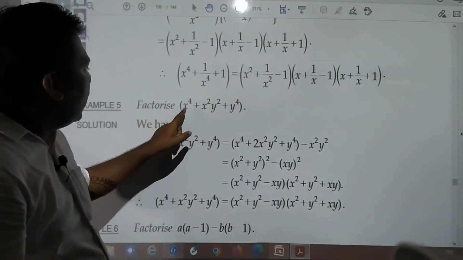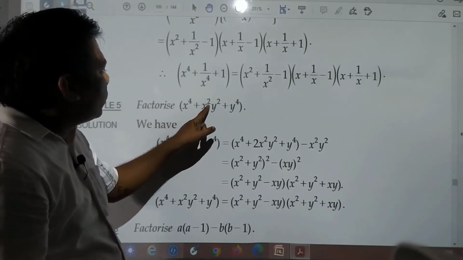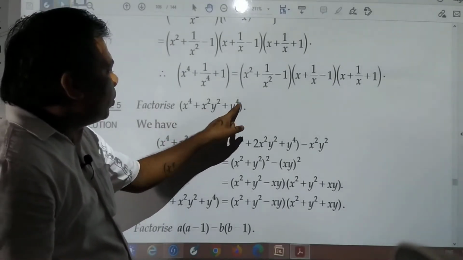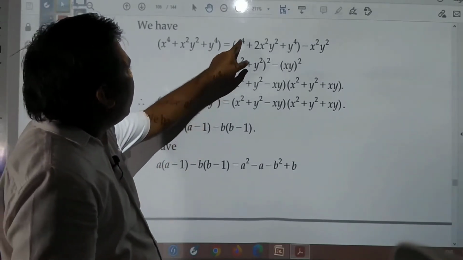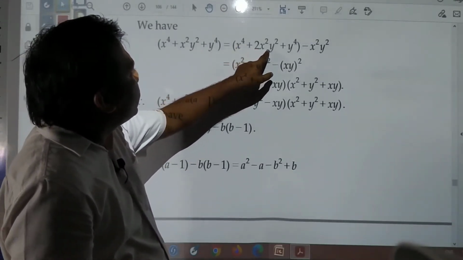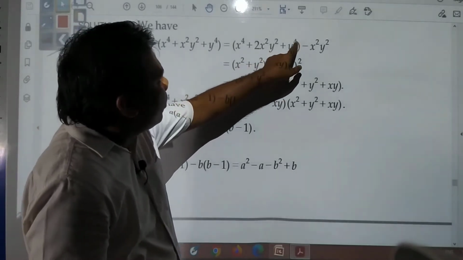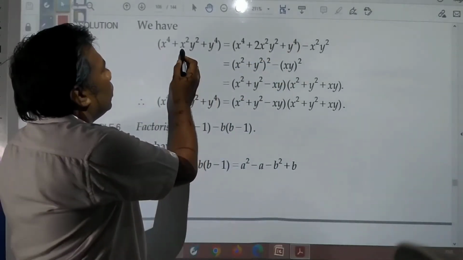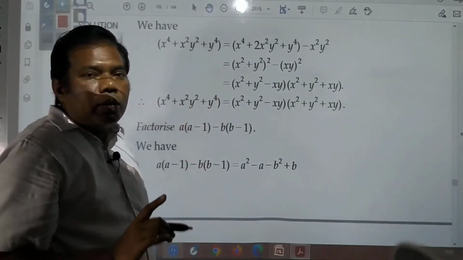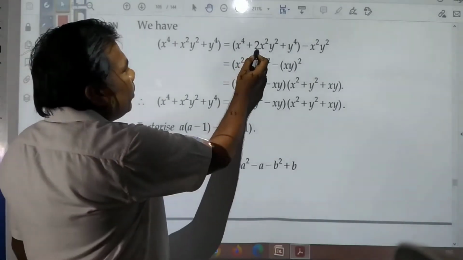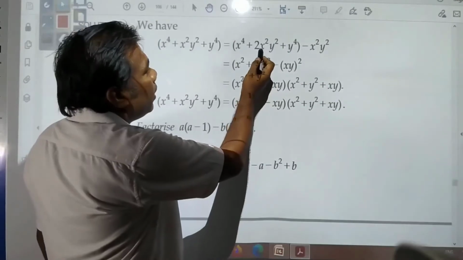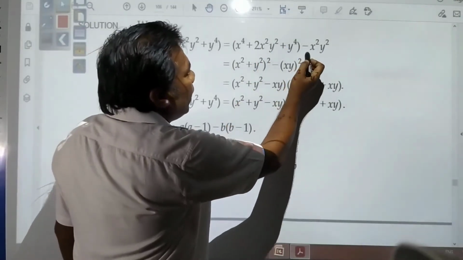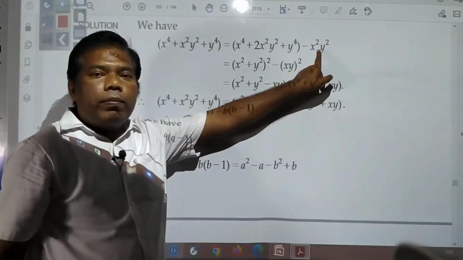Next you see x^4 + x²y² + y^4. How has it been done? x^4 + 2x²y² + y^4. See here, x²y² only you have, so this has been made 2x²y², and that's why x²y² is required to be subtracted.